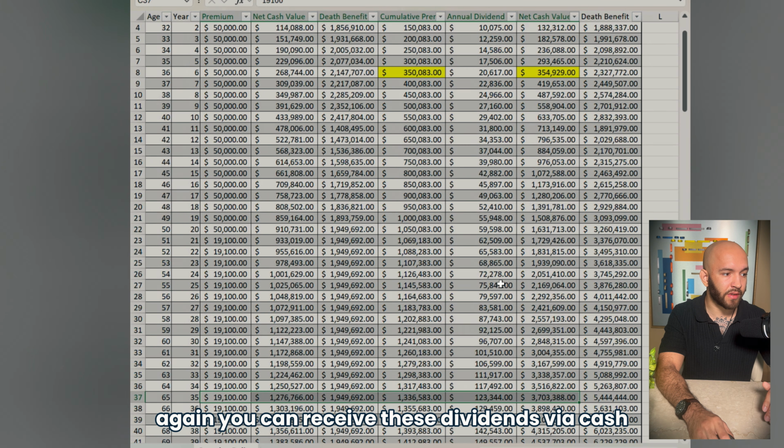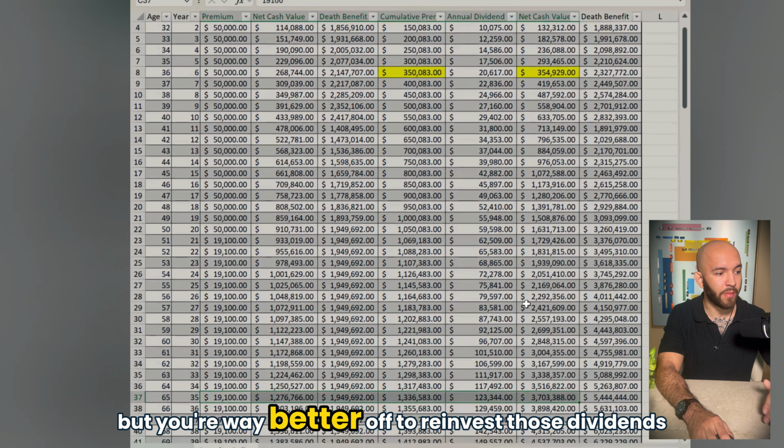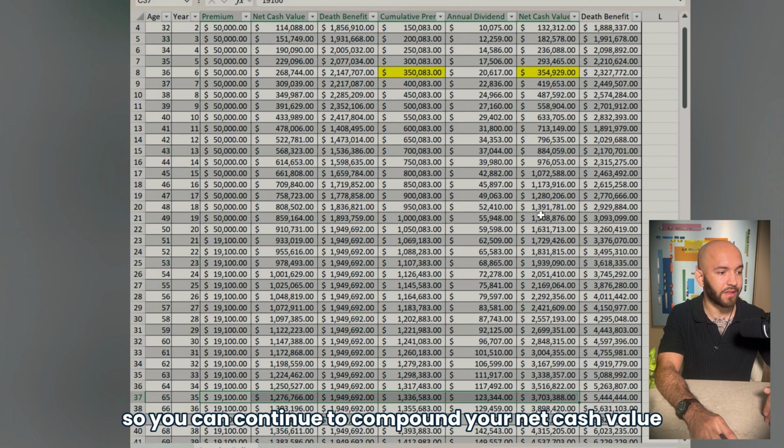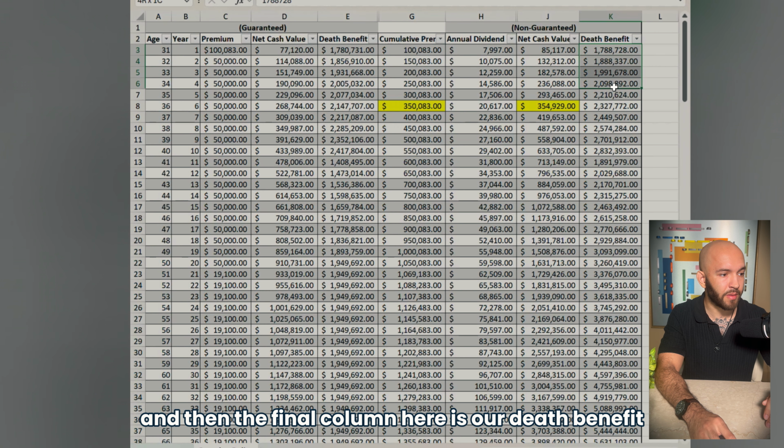Again, you can receive these dividends via cash, but you're way better off to reinvest those dividends inside of your policy so you can continue to compound your net cash value. And then the final column here is our death benefit. So this is the total death benefit with the incorporation of those dividends that we just talked about before.